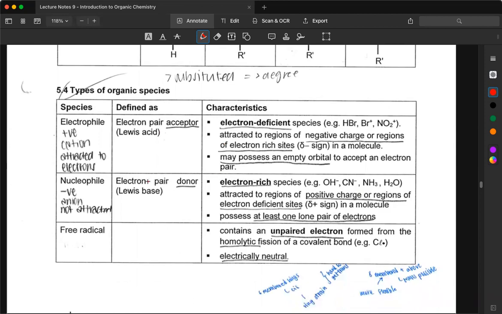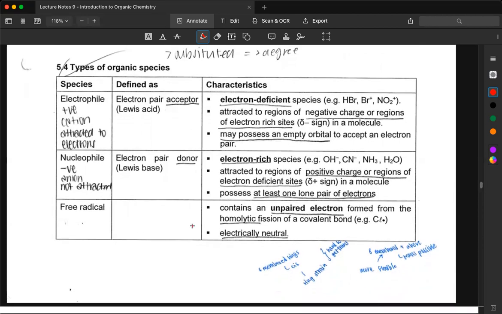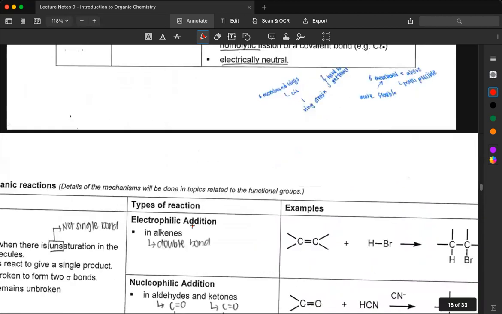Nucleophile is the opposite. It's the electron pair donor and is also a Lewis base. It's an electron-rich species. They are attracted to regions of positive charge or regions of electron-deficient sites. They possess at least one lone pair of electrons. Free radicals contain unpaired electrons from the homolytic fission of a covalent bond, and they are electrically neutral.